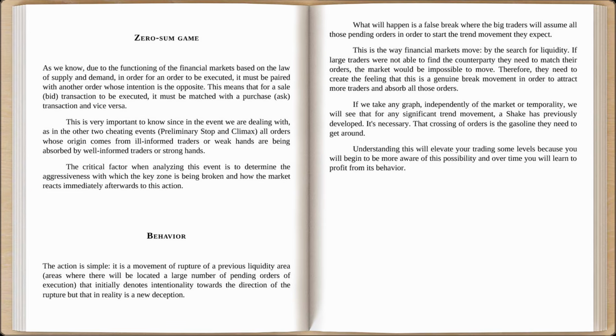The critical factor when analyzing this event is to determine the aggressiveness with which the key zone is being broken and how the market reacts immediately afterwards to this action. Behavior. The action is simple. It is a movement of rupture of a previous liquidity area, where there will be located a large number of pending orders. That initially denotes intentionality towards the direction of the rupture, but that in reality is a new deception. What will happen is a false break where the big traders will assume all those pending orders in order to start the trend movement they expect.